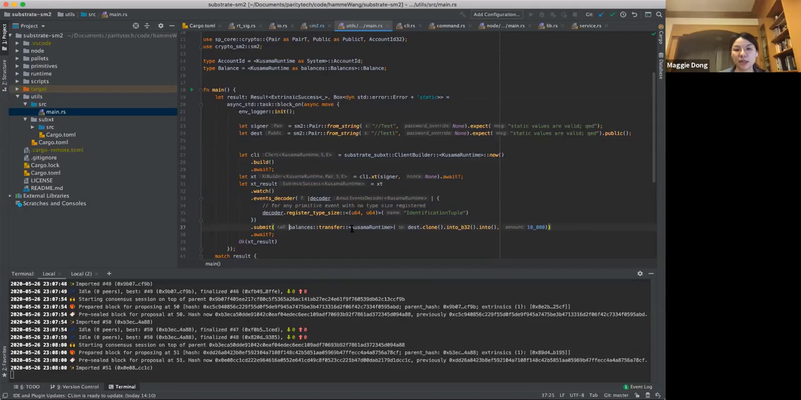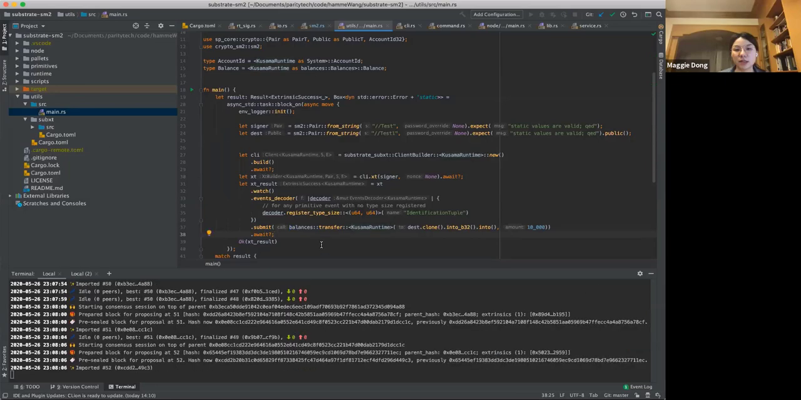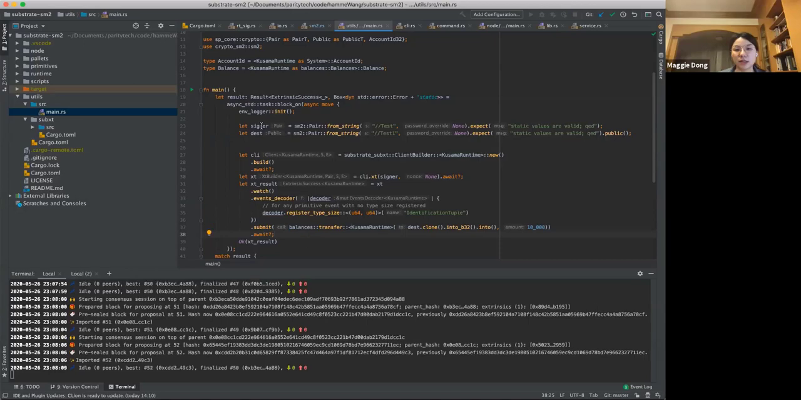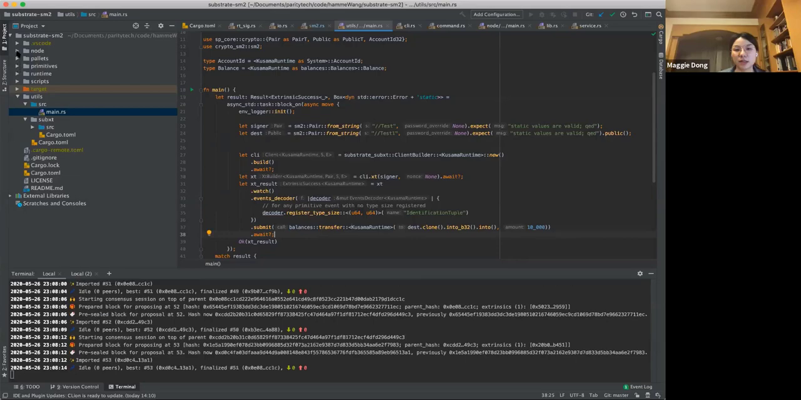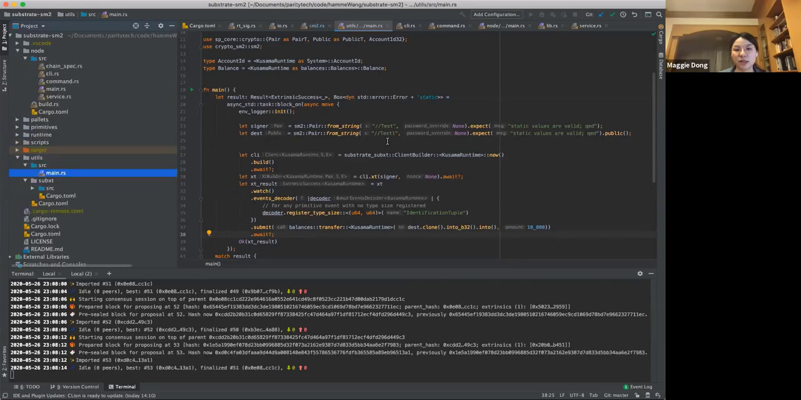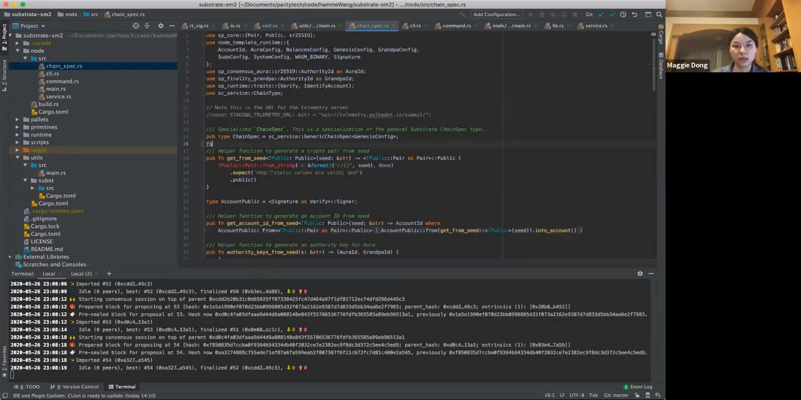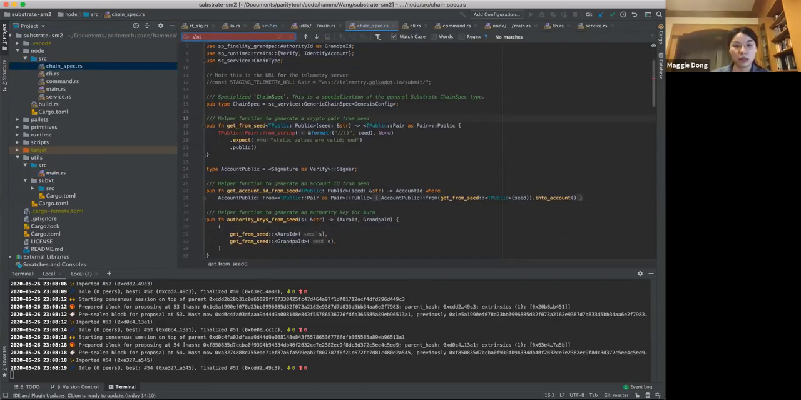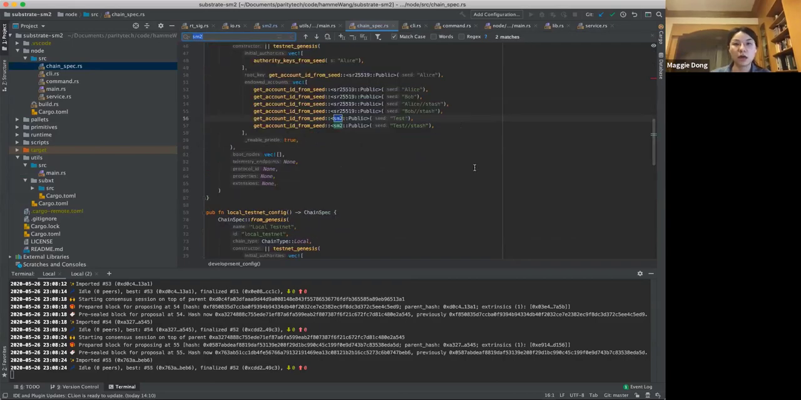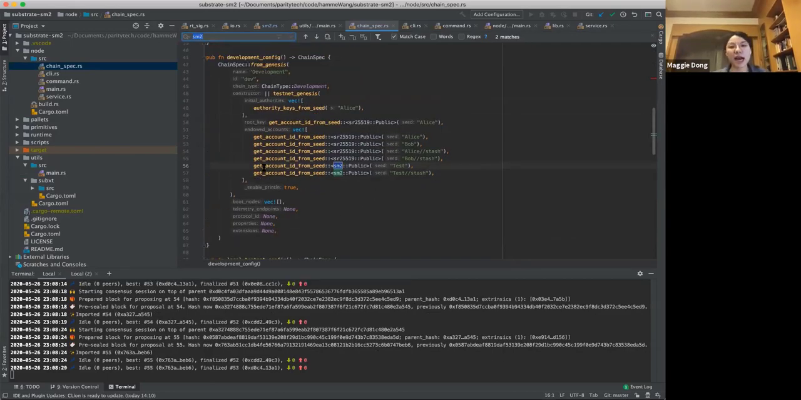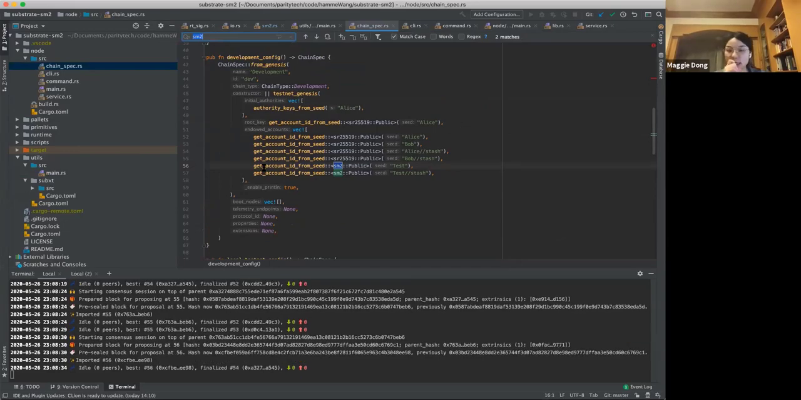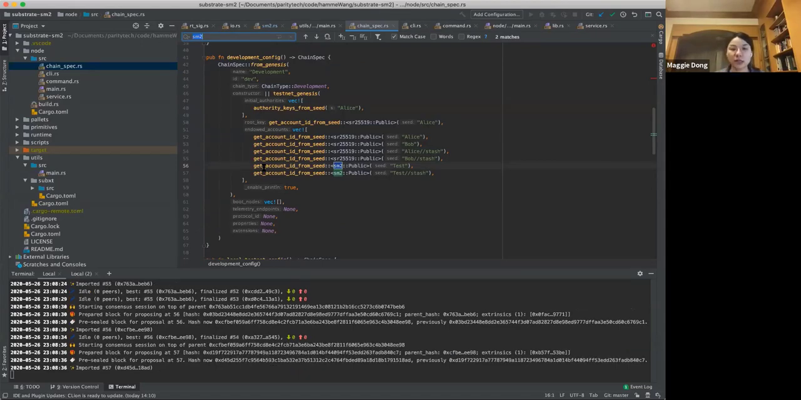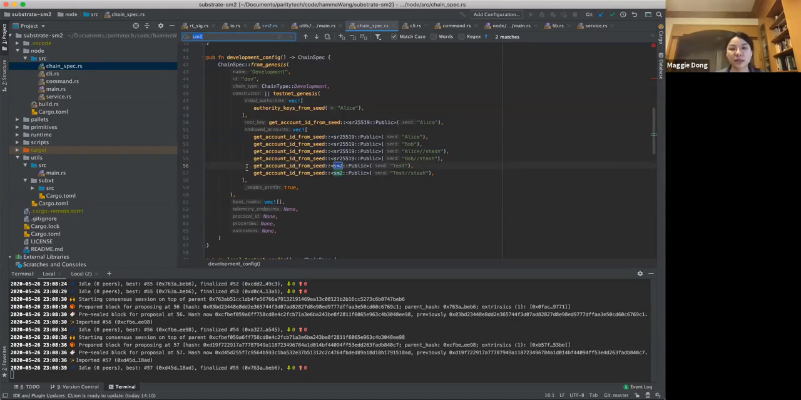So I just type in the balance transfer function in the submit, and most important, here I want to transfer some balance from the signer to the dest. So in the chain spec, I need to give some balance to the signer in the genesis.